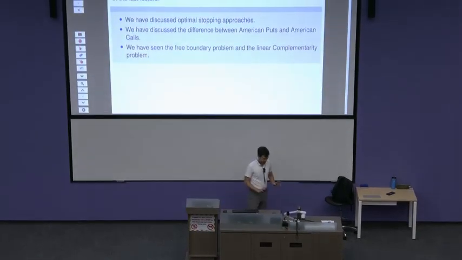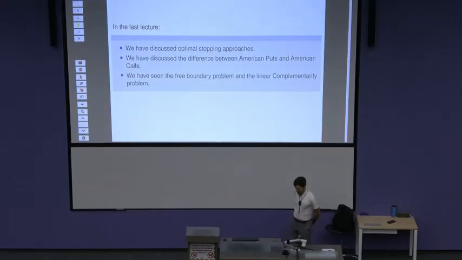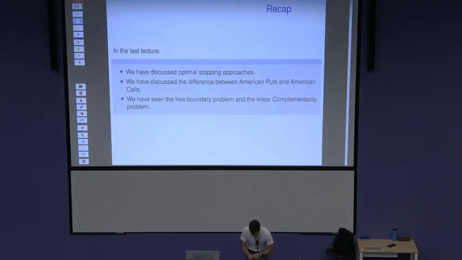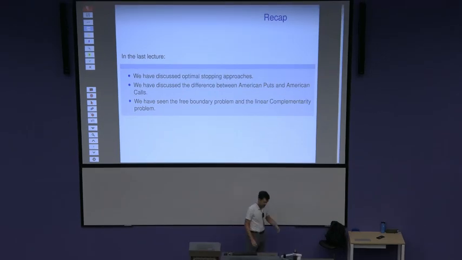Last lecture was a bit different from what we will do today. Last lecture was about optimal stopping approaches. We've seen basically American puts, American calls. We've seen these different notions of problems, free boundary problems, where the boundary is not exactly determined, but part of the problem to find, a solution that actually tells you when to stop.